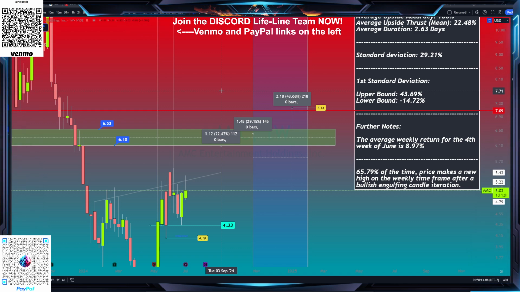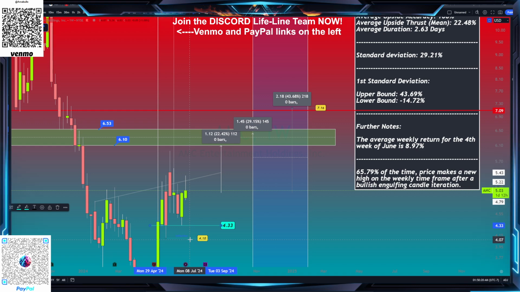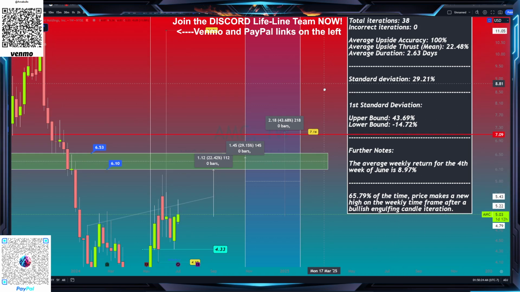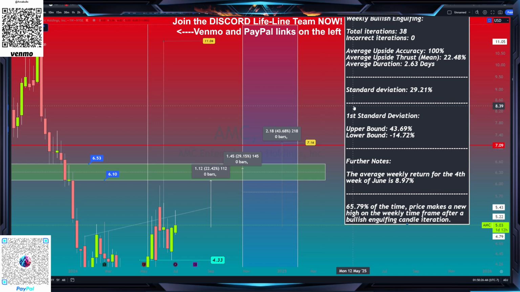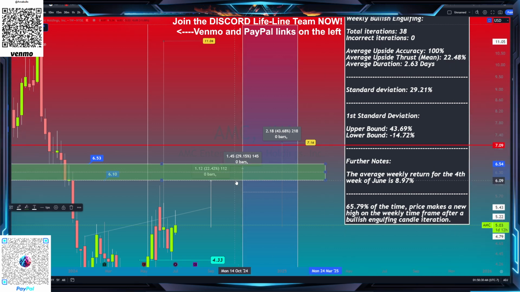Know for a fact that there still could be a downside to this iteration, and that could be located anywhere between $4.33 to $4.10. I'm not saying that we're going there. I'm telling you that the mathematics, statistics are telling us that, okay? Now, the upside probabilities, 22.48% would land us in this range. First of all, $6.10, and then the next upside would be around $6.54 using math, okay, you guys?